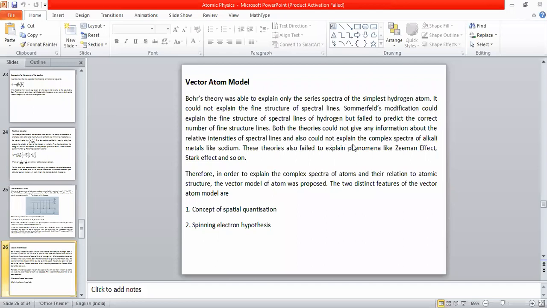For example, Sommerfeld model could not explain the fine structure completely. Sommerfeld's model could explain fine structure partially in some cases, but it could not explain the fine structure in all the cases. So therefore, the same problem is existing even in the case of Sommerfeld's model. And I have already told, there is no answer for multi-electron spectrum, multi-atom spectrum.